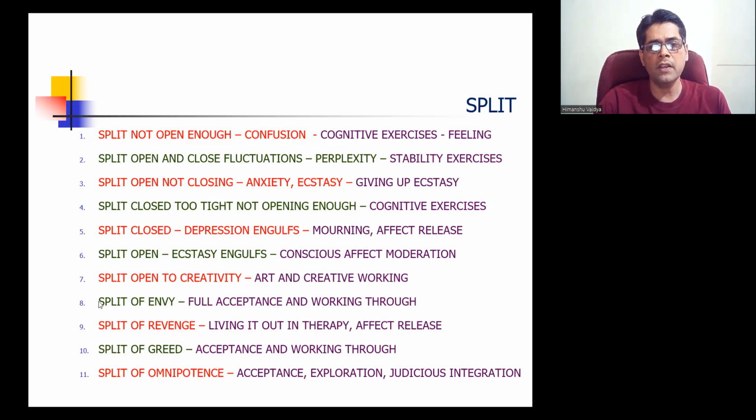The split of envy, the closure of the split will not happen because of envy. The acceptance and working through of envy is the way out. Split of revenge. The desire for revenge is so strong that one cannot give up the anger and the split. So resolving the ambivalence, making the shift from split to ambivalence, and living it out in therapy and affect release, they are the ways out.